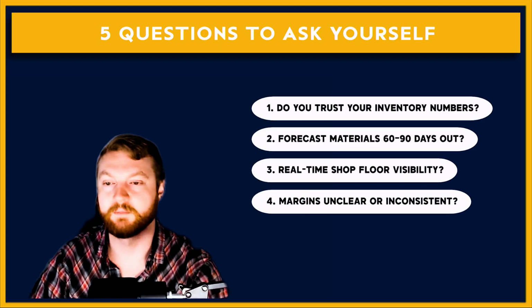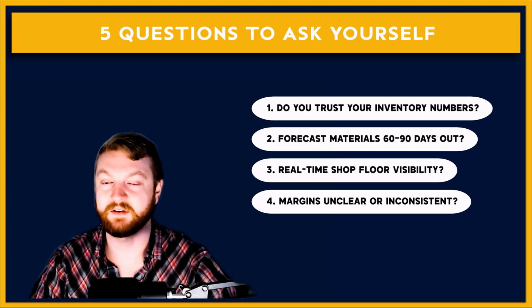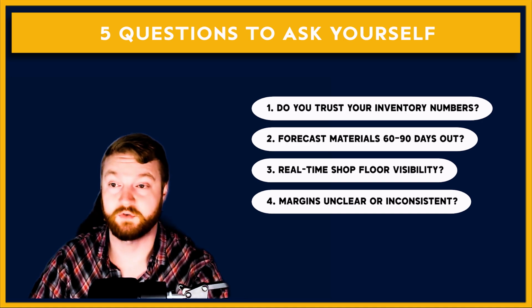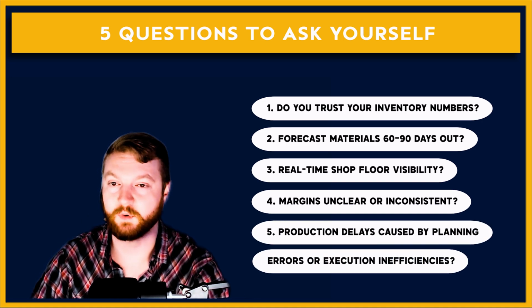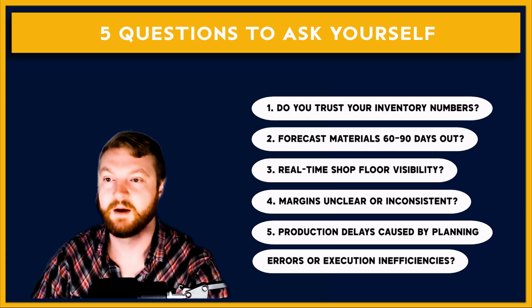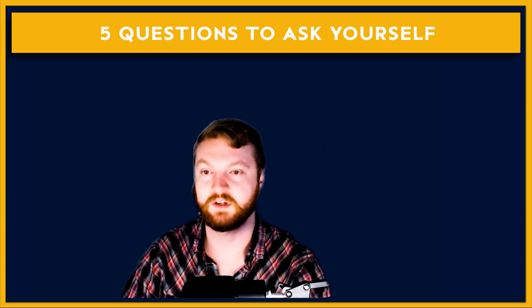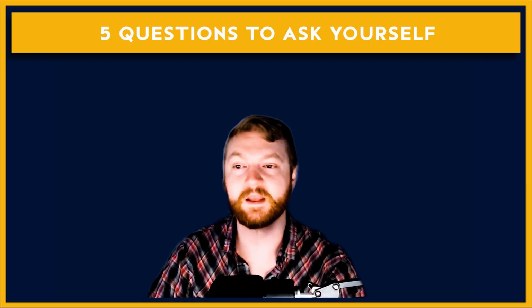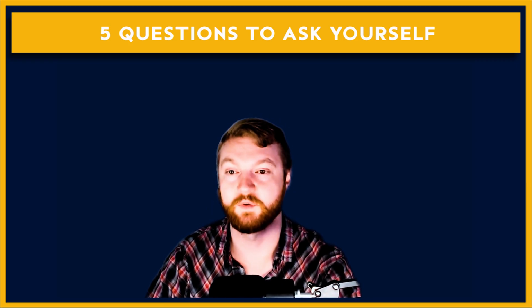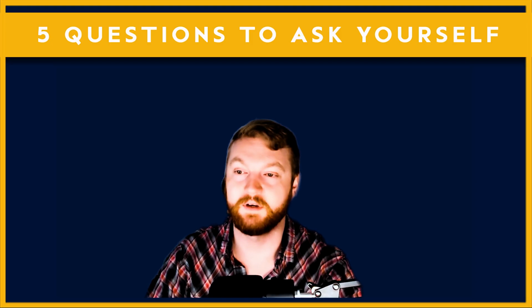Number 4, are your margins unclear or inconsistent? That is an ERP costing structure issue. Number 5, are production delays caused by planning errors or execution inefficiencies? Planning errors point to MRP, execution inefficiencies point to MES. The point of these questions is to find your real bottleneck, not the one a vendor is selling to you.